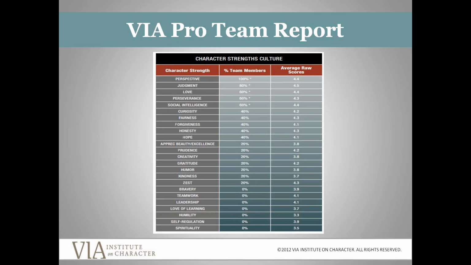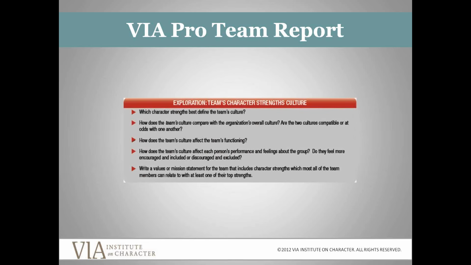As with most of the data tables and graphs in this VIA team report, data presentations are followed by a section entitled Exploration, in which several questions are offered to help the team explore the meaning of the data for them. For example, consider this question: which character strengths best define the team's culture?